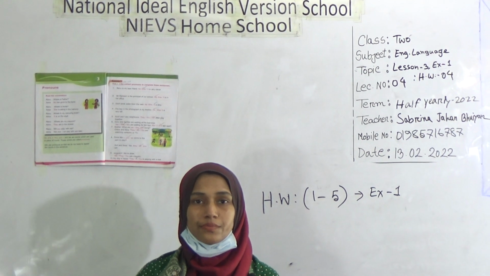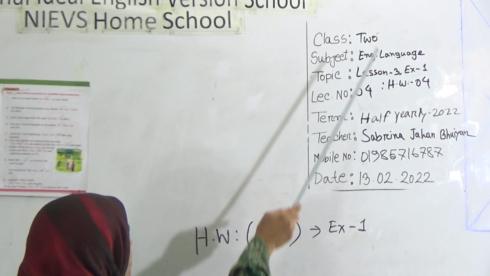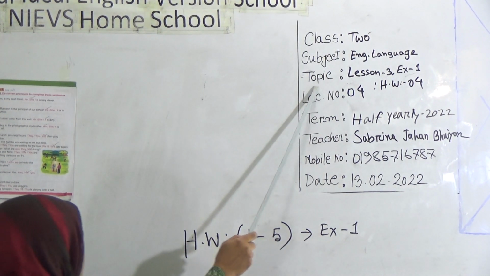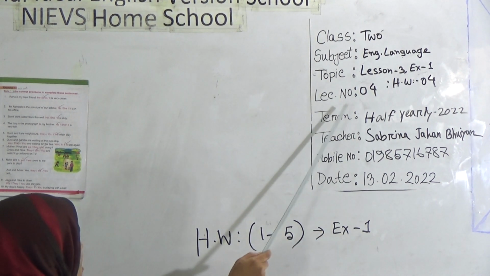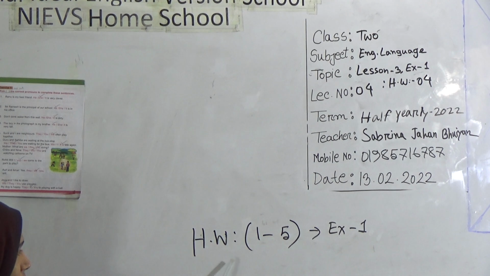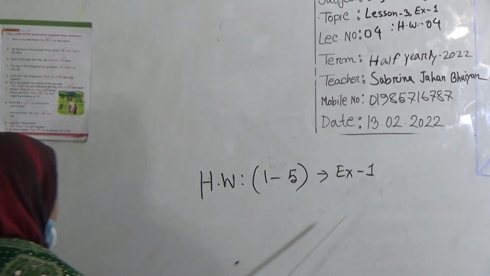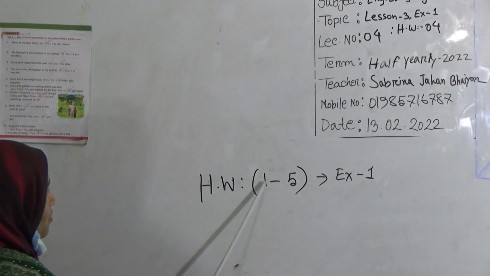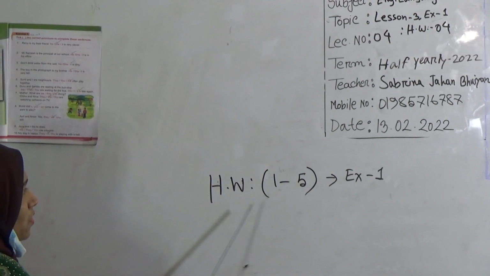Dear students, today I am going to take the English language class for the students of class 2. Our topic today is lesson 3, and today we will do exercise number 1. This is your lecture number 4, SW number 4. Here I have written your today's SW, which you have to write. From exercise 1, you have to write exercises 1 to 5 in your SW copy.